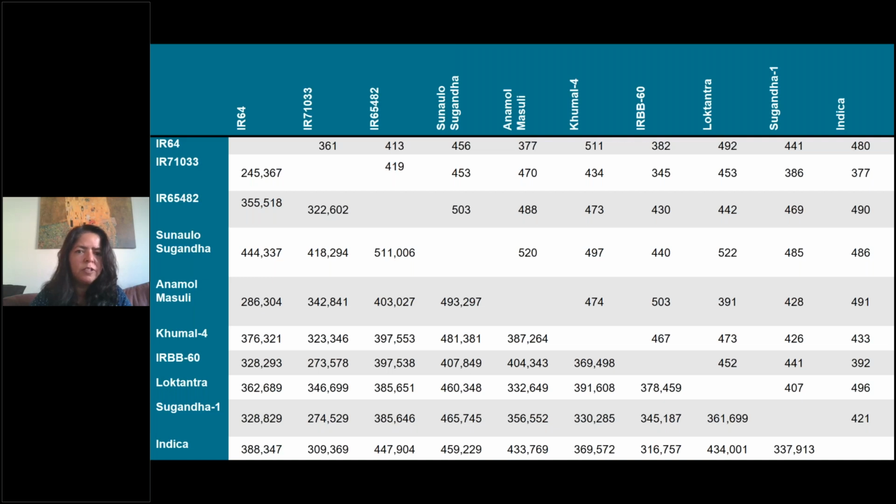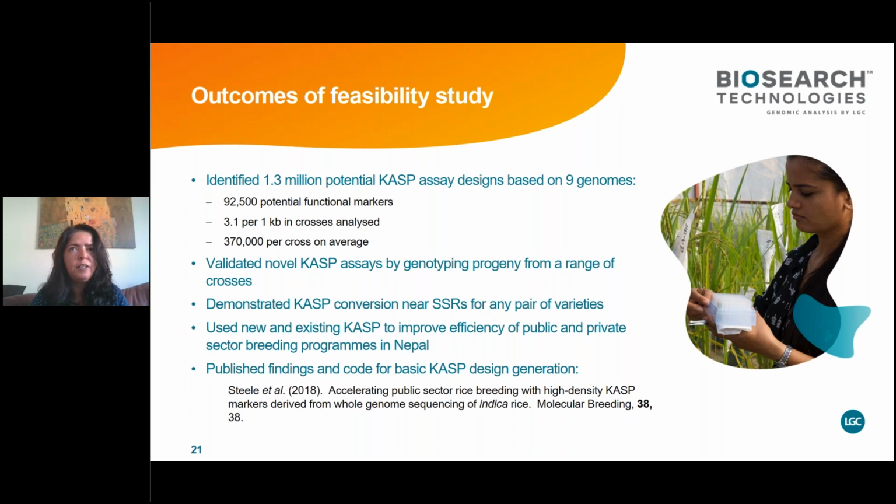So the outcome overall, we were able to identify nearly 1.3 potential KASP assays on the 9 genomes. And this meant that we could identify potentially nearly 92,000 functional markers. The number of markers went from, I think it was, 1 marker per KB to 3.1 markers per KB, which is massive and very important.